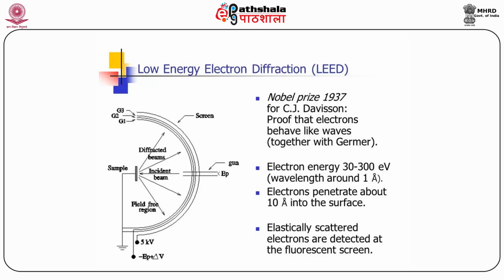Davisson proved that electrons behave like waves, together with Germer. Electron energy is 30 to 300 electron volts, the wavelength is around 1 angstrom, and electrons penetrate about 10 angstroms into the surface. Elastically scattered electrons are detected at the fluorescent screen, and this allows quantitative determination of the atomic structure of an ordered solid surface, often down to the first 5 interlayer spacings with an accuracy of a few tenths of an angstrom.